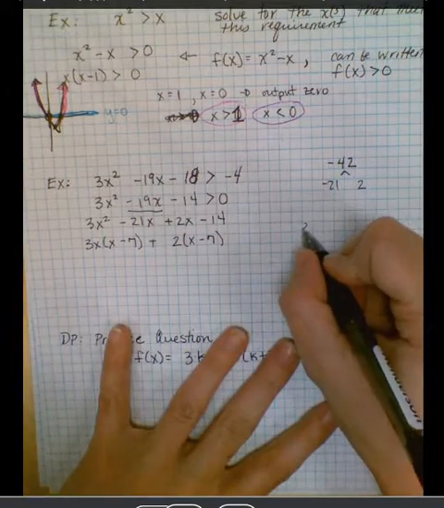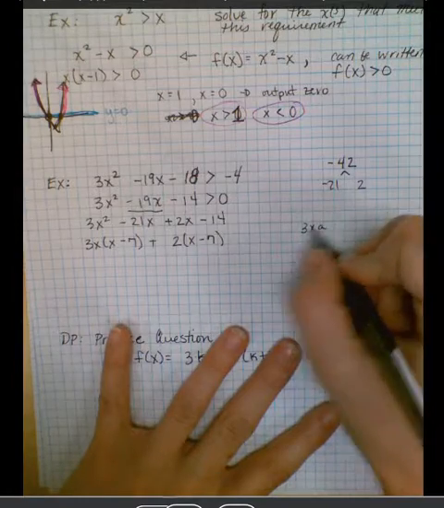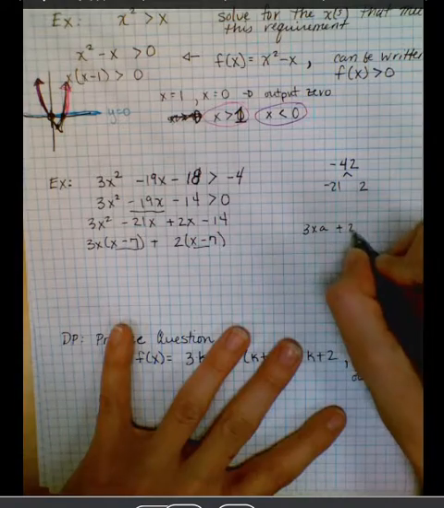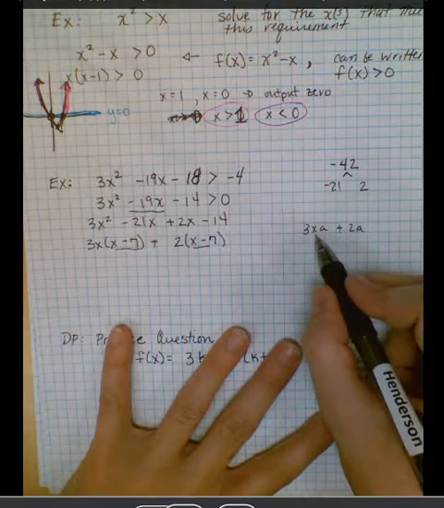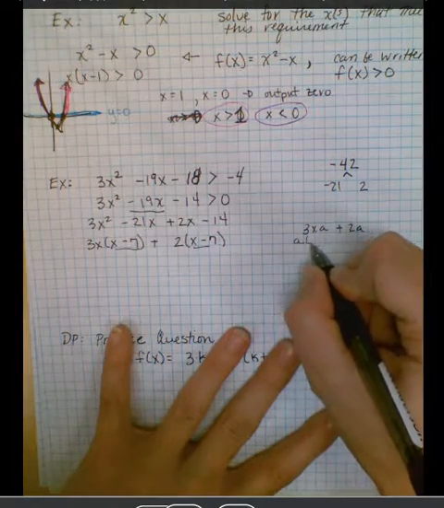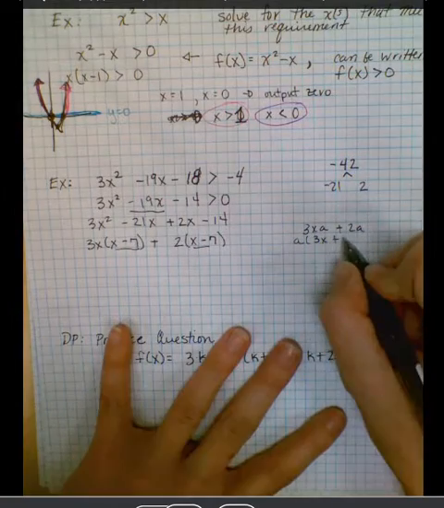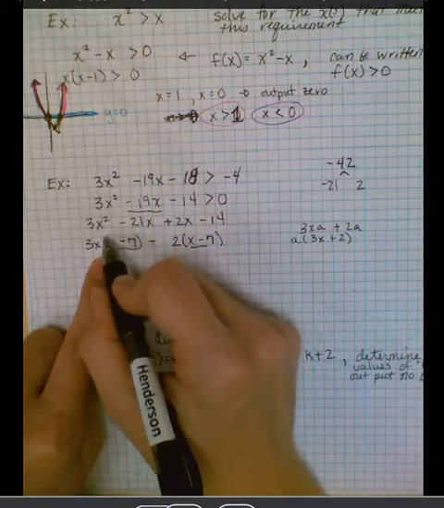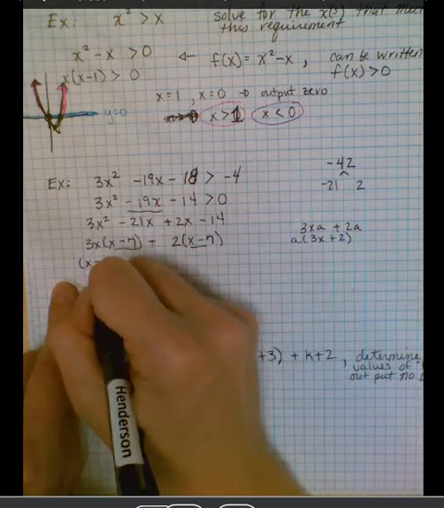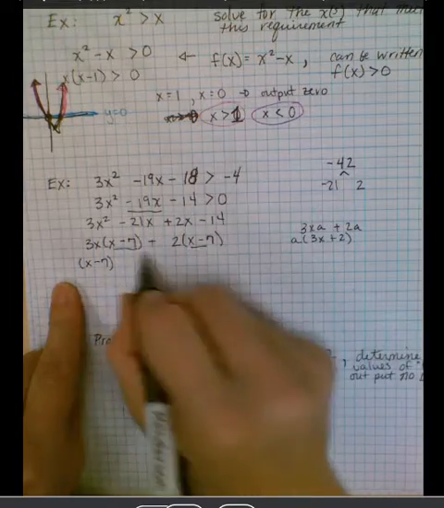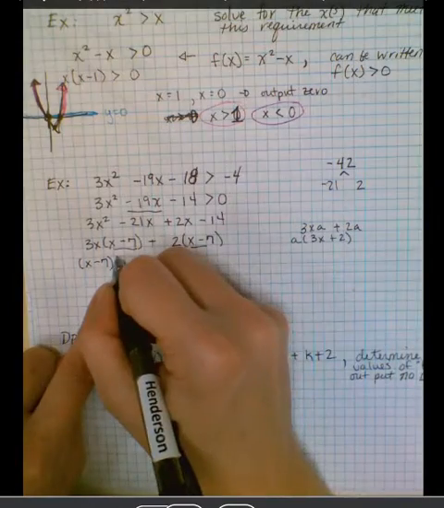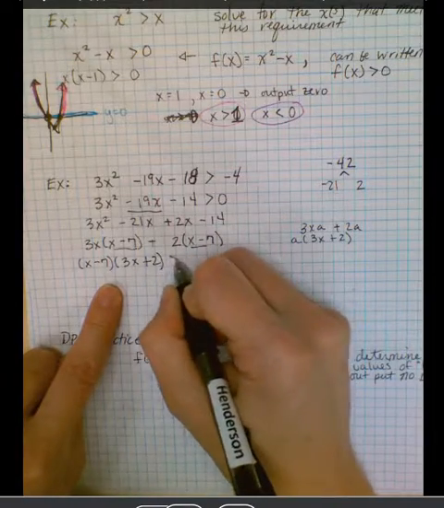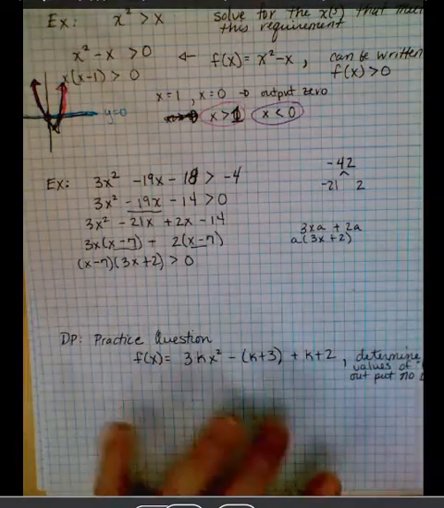So if I had something like 3x times a, we're going to let this whole thing be represented by an a, plus 2 times a, I could factor the a out. So I would have a times 3x plus 2. So I'm going to do that same kind of thing here. I'm going to factor out the common term, which is x minus 7 from both of those, just like I did with the a, and I would be left with 3x plus 2 greater than or equal to 0.